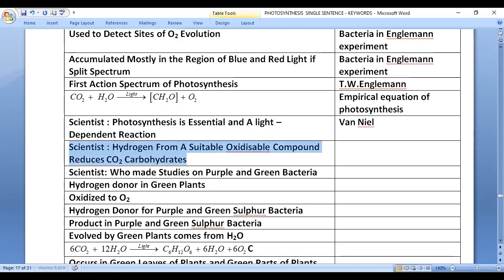Van Niel, 1897 to 1985. Hydrogen from a suitable oxidizable compound reduces carbon dioxide to carbohydrate; that is Van Niel. Scientist who made studies on purple and green bacteria: Van Niel.